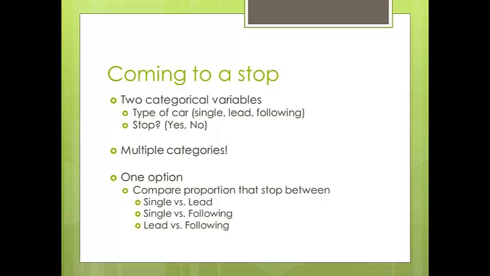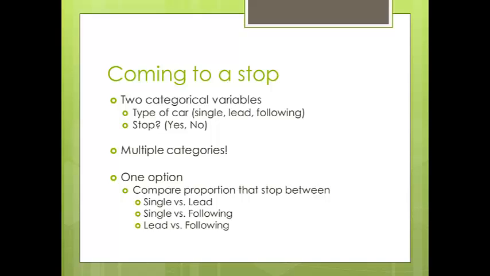In the coming to a stop data set, there are two categorical variables. There's the type of car: it arrives as a single vehicle, it's the lead vehicle in a group, or it's one of the following vehicles in a group. And another categorical variable, the response variable, is whether or not the car comes to a complete stop. The difference here from what we've seen earlier in the course is that there are multiple categories for one of these categorical variables. Up until now, we've just seen cases where both variables have two categories. They're both binary variables. So the question is, how do we evaluate whether the type of car is associated with whether or not the car comes to a complete stop?